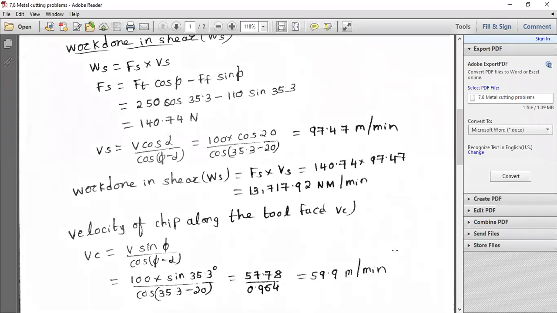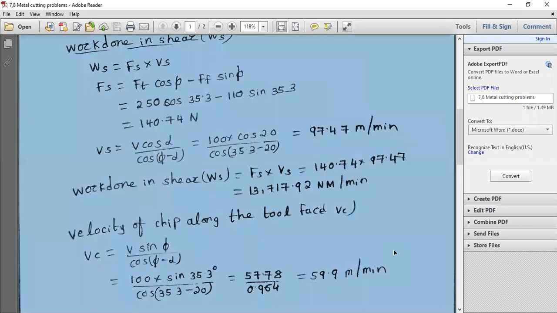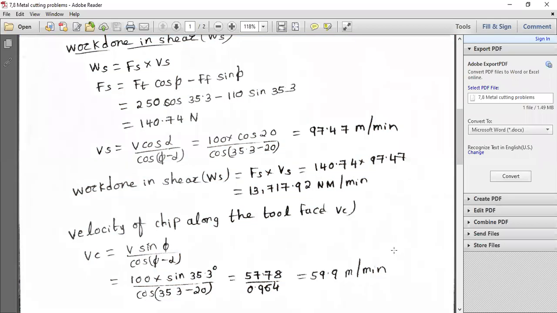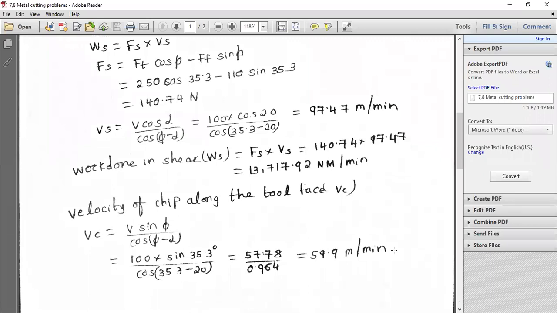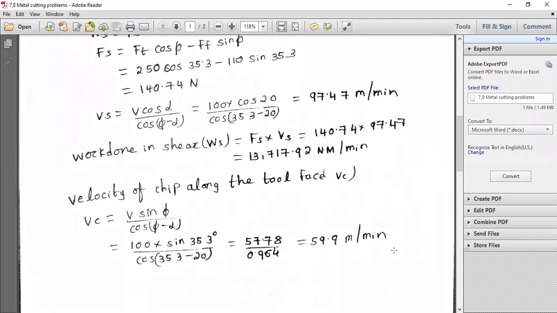So V sin phi by cos of phi minus alpha. That is the particular velocity of the chip along the tool face, and it is 100 into that, as the cutting velocity is 100. So you substitute the shear angle here and also the rake angle. You are getting 59.9 meters per minute.